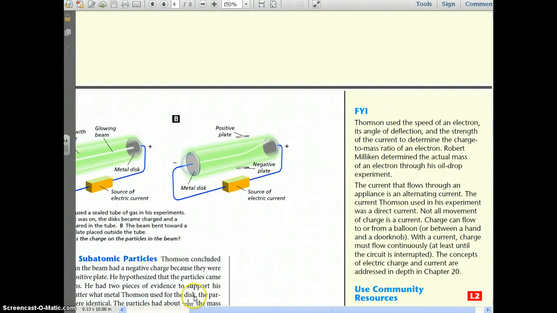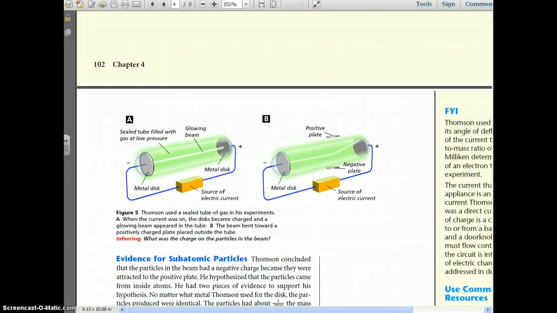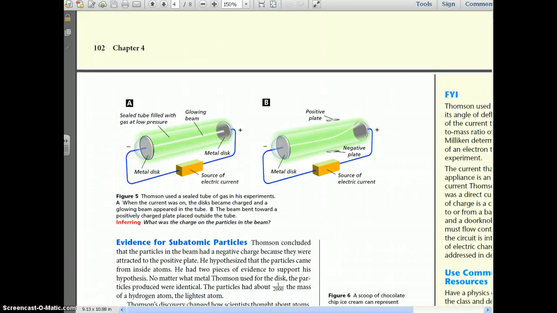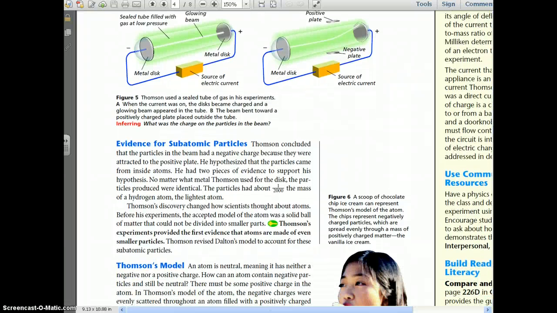Okay, so here's a picture of that experiment on A and B. That's the experiment that he used. Evidence for subatomic particles. And so here, let me show you here. Figure B, Thomson used a sealed tube of gas in his experiments. A, when the current was on, the disc became charged and a glowing beam appeared in the tube. Then if you look at B, the beam bent toward a positively charged plate placed outside the tube. Okay?